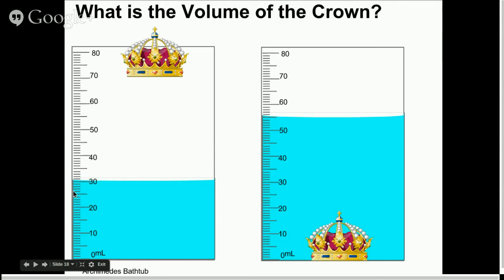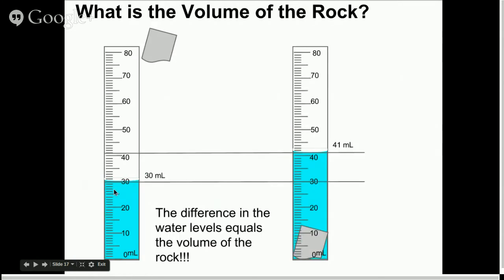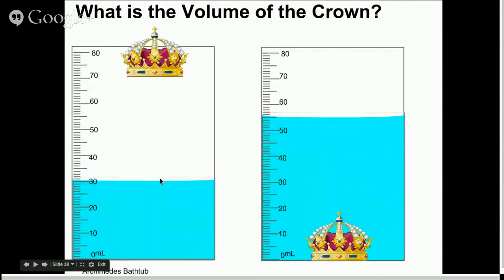Now, actually, probably what he did is he filled his bathtub all the way full and then caught all the water that spills over the top. Okay, so all the water that spilled out of him. You can also do it this way if you have a big enough tub.